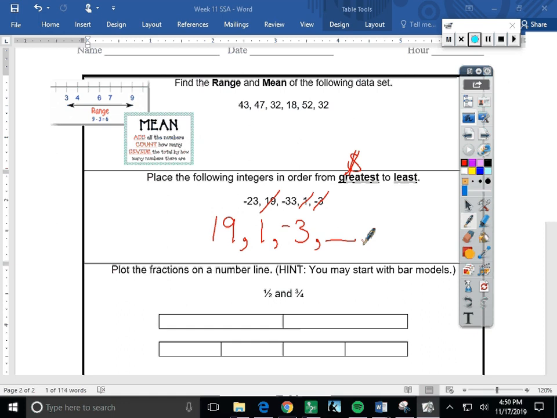I need you to give me the 2 remaining integers in order, but remember, we're trying to end up with the smallest, the least, the one that is farthest away from 0 in the negatives when I'm done.